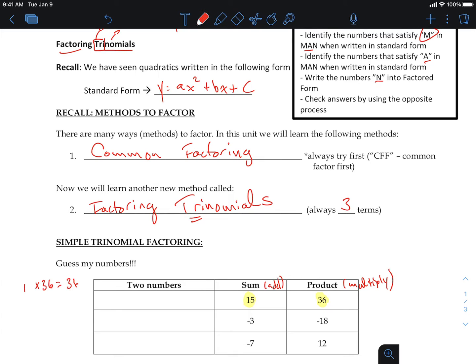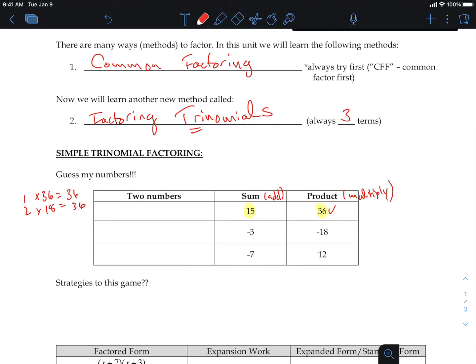So let's just go to the next number, 2. 2 times what equals 36? 2 times 18 equals 36. Again, we have satisfied the product, but 2 plus 18 does not equal 15. But we're getting closer. We haven't satisfied this yet, not a big deal. Try it again.